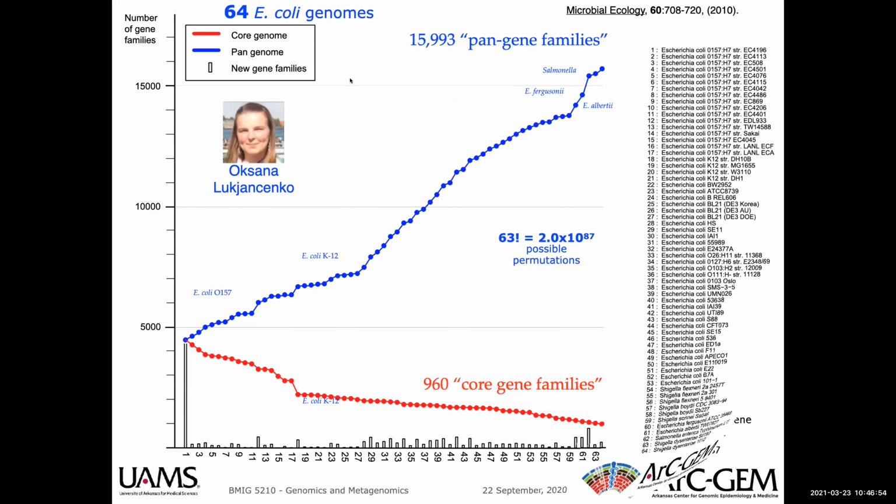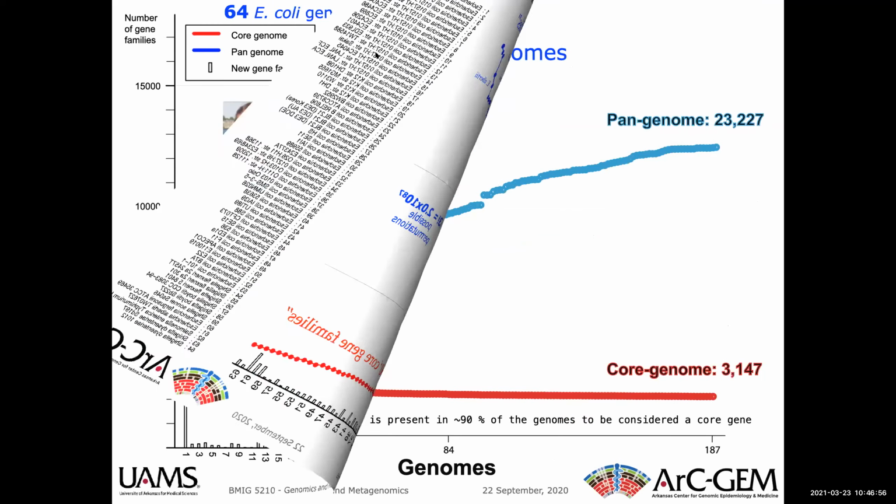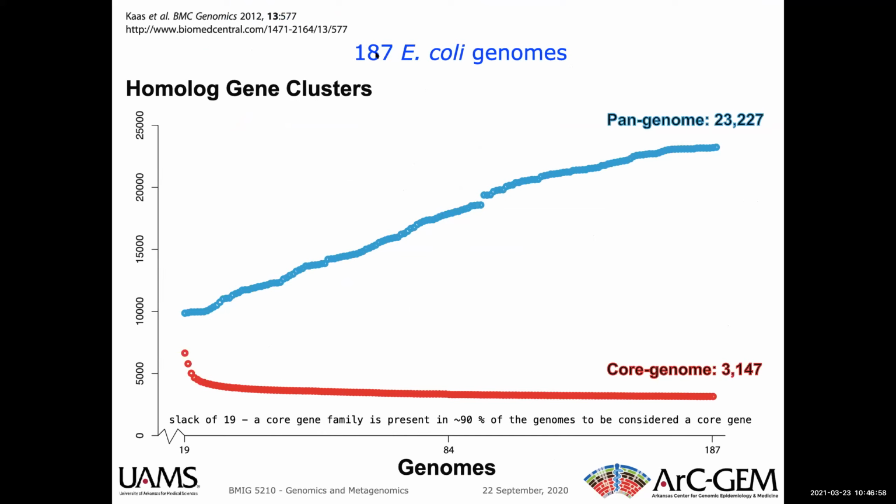And then Rolf comes along, 2 years later. Now we start comparing 187 genomes, and we wind up with a core of around 3,000 and a pan of 23,000. Now, how do we get this? Because it was going down. Remember with Oksana, it was below 1,000.